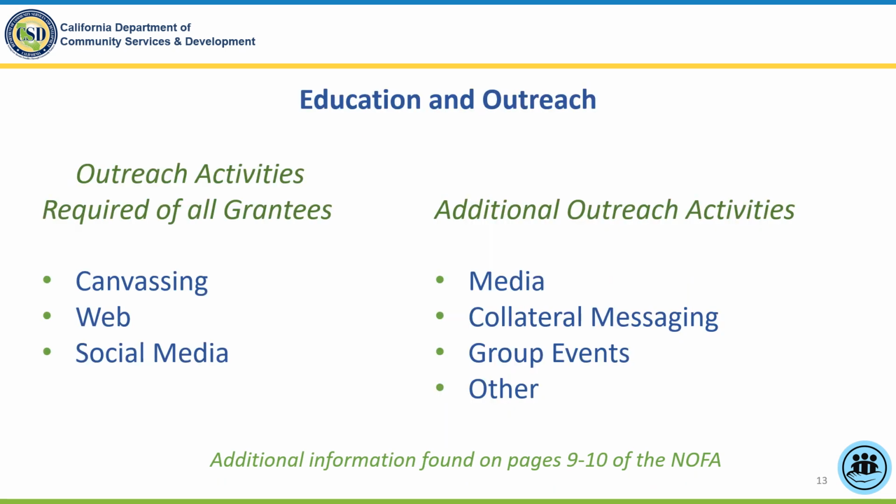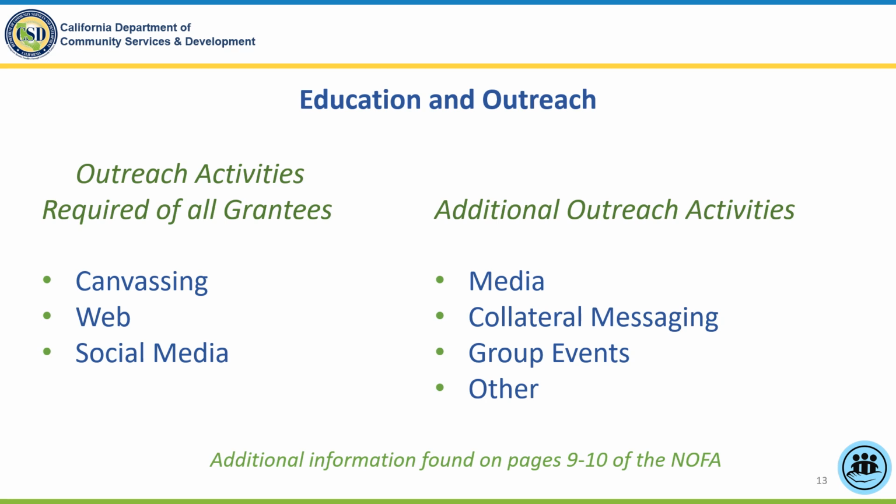Listed on the slide are all CalEITC education and outreach activity types. Let's review each of these activities. All awarded organizations must conduct canvassing activities. Canvassing options may include traditional door-to-door type activities or may be achieved through text messaging campaigns or phone banking to reach potentially eligible Californians. All awarded grantees must conduct web activities.